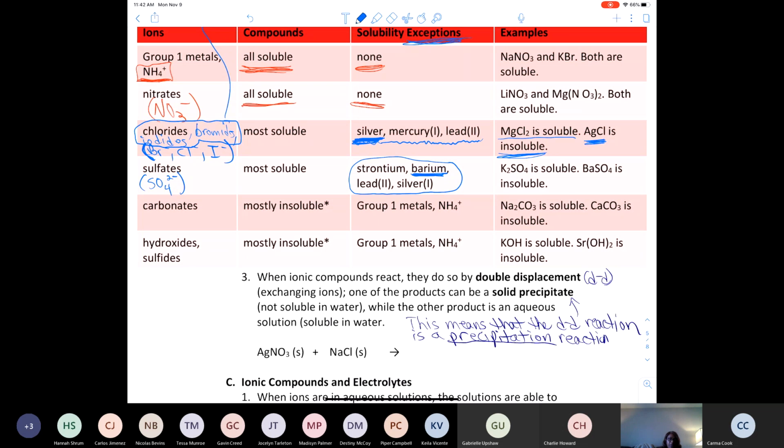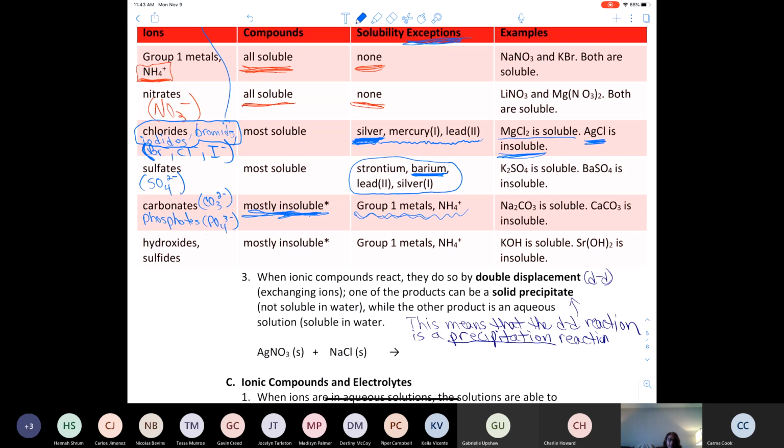For carbonates, we can also put phosphates in this category. Phosphates contain the phosphate polyatomic ion. Carbonates contain the carbonate polyatomic ion. They are mostly insoluble, but there are a couple of exceptions. If a carbonate or a phosphate polyatomic ion is paired with the group 1 metal or the ammonium cation, then that ionic compound would be soluble. So for example, sodium carbonate is soluble because sodium is a group 1 metal, so that'll be an exception to the insolubility. However, calcium carbonate is insoluble.